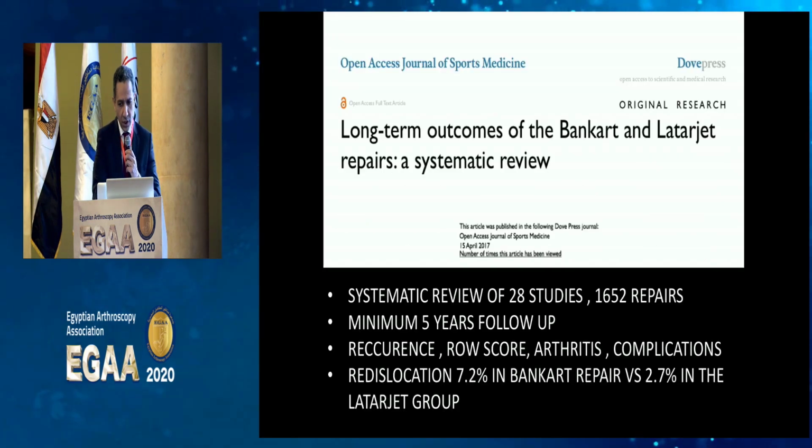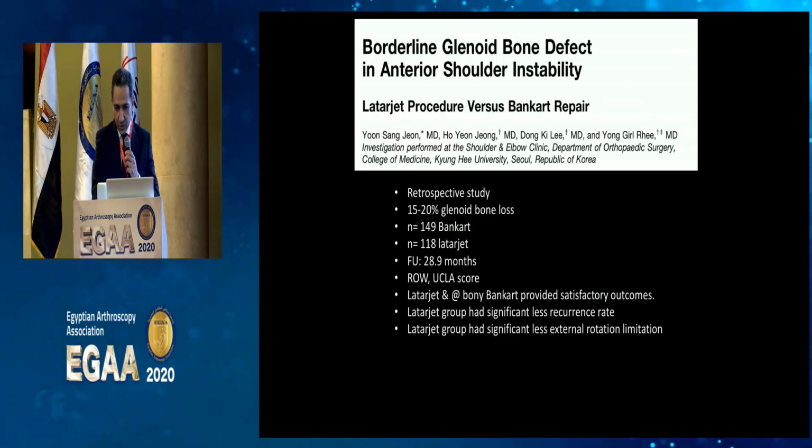Another systematic review with a minimum of 5 years follow-up in the Journal of Sports Medicine on 1,652 patients assessed recurrence rate, Rowe score, arthritis, and complications, and they found the redislocation rate in the Bankart group is much higher than in the Latarjet group. Another study on borderline glenoid defects from 15 to 20% was a retrospective study between Latarjet and Bankart repair, and they found that both groups had satisfactory outcomes. However, the Latarjet group had significantly lower recurrence rate and significantly less external rotation deficit.